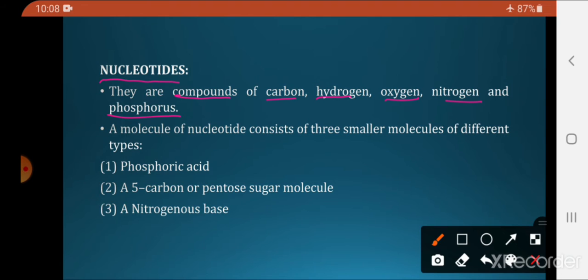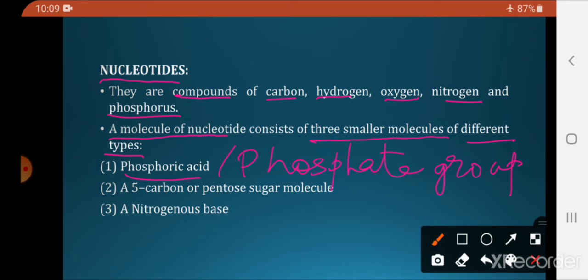Now, a molecule of nucleotide itself is made up of three smaller molecules. जो nucleotide है वो खुद 3 small molecules से बना हुआ है. So, a molecule of nucleotide consists of 3 smaller molecules of different types. Which are they? One is phosphoric acid, which occurs in the form of the phosphate group. Then a 5 carbon or pentose sugar molecule.